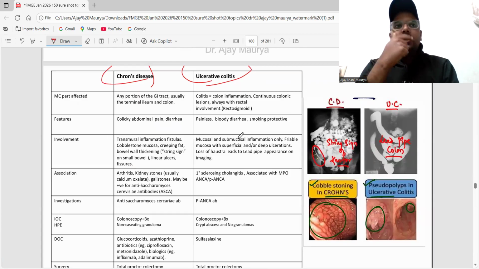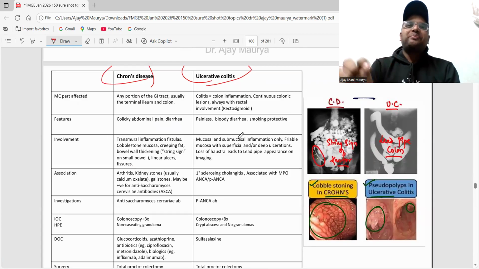The main important thing: ulcerative colitis mostly involves the rectum. It is a continuous colonic lesion, always at the rectosigmoid. But Crohn's disease can affect any point, usually the terminal ileum and the colon.